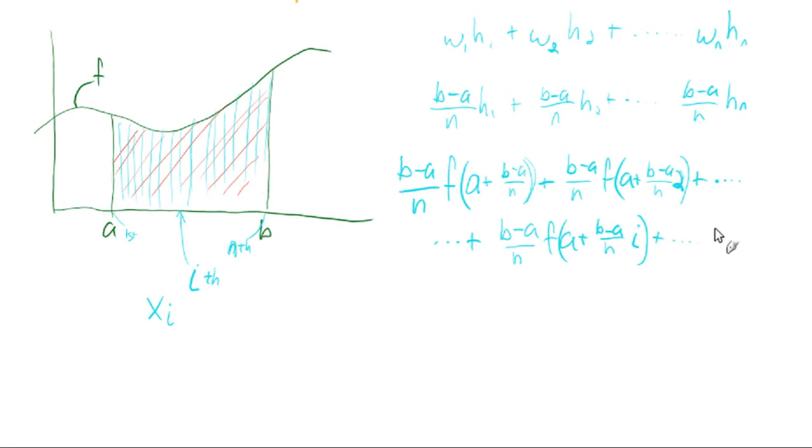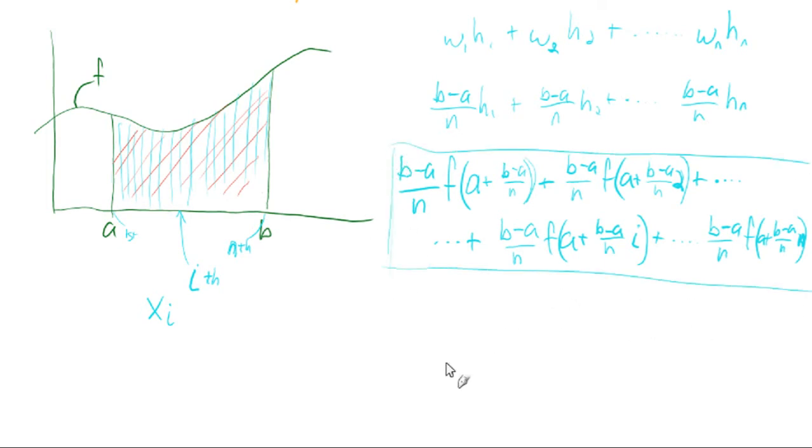All the way up until the nth, B minus A over N is the width still, times F of A plus B minus A over N times N. That'll just work out to B minus A, so that's not a big surprise, because that's just going to put us over here at B. But you can see we want to add all of these up, and this is just a mess. And so we're going to use summation notation to denote all this that's happening.